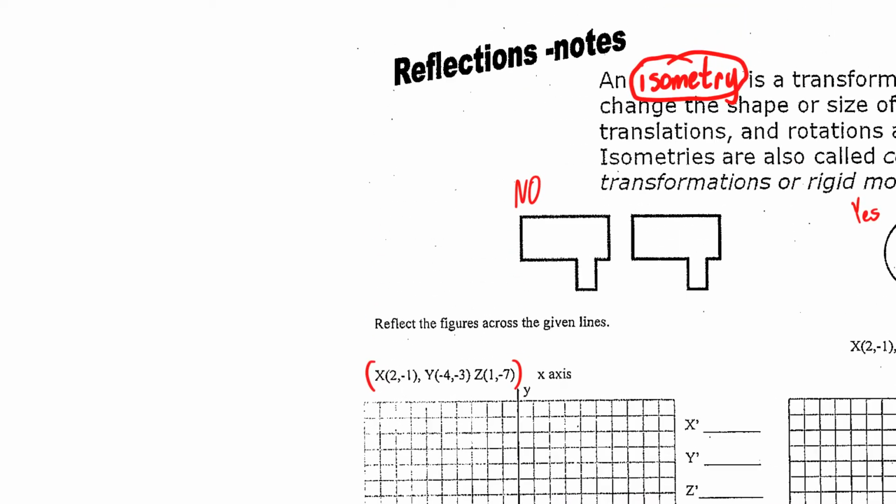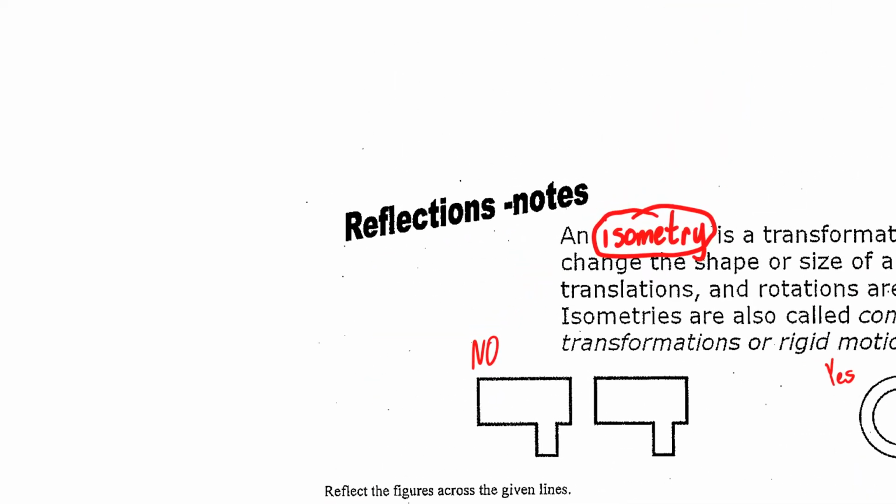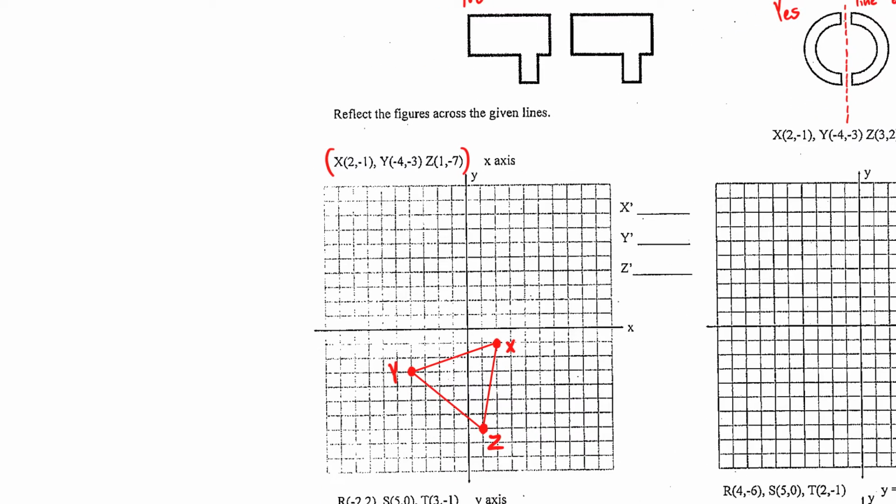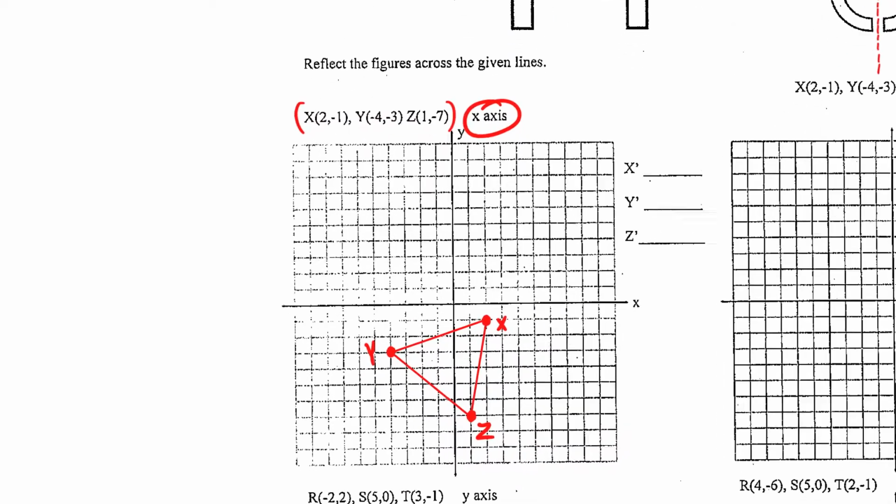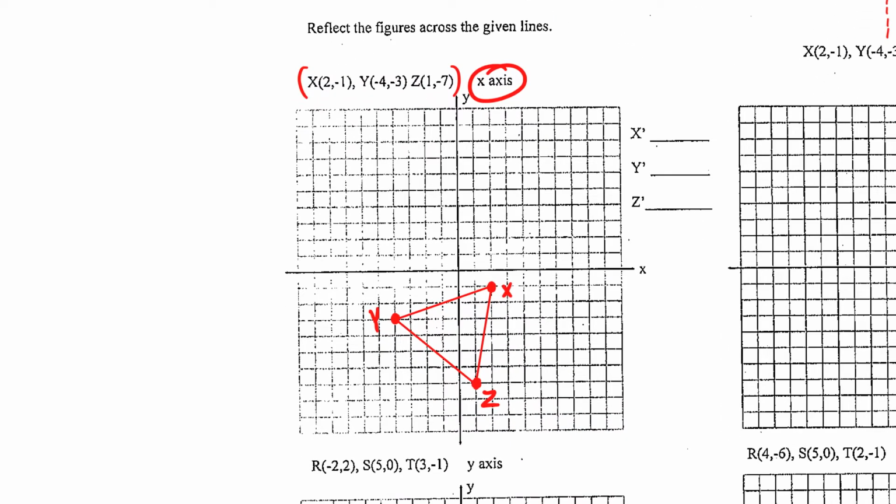Now, one thing I forgot to mention. Okay, so in a translation, we talked about it as a slide. What happens in a reflection? It is a flip, okay? You're flipping it. So on this, it's going to give us our line of reflection on all of these. So the x-axis is the one I want to reflect across. So that's this line right here that I'm going to be flipping across.